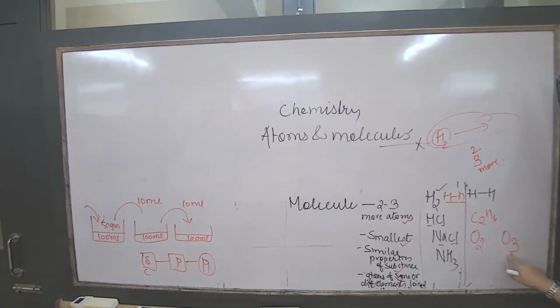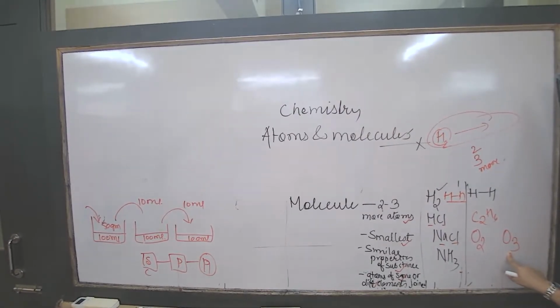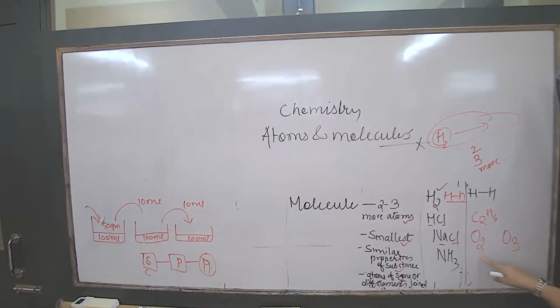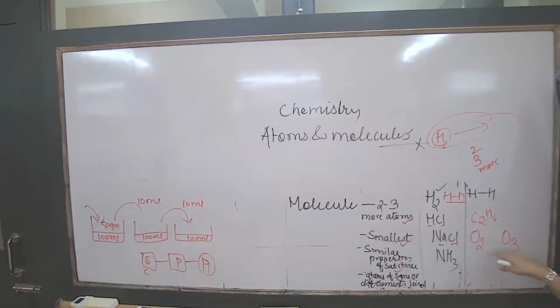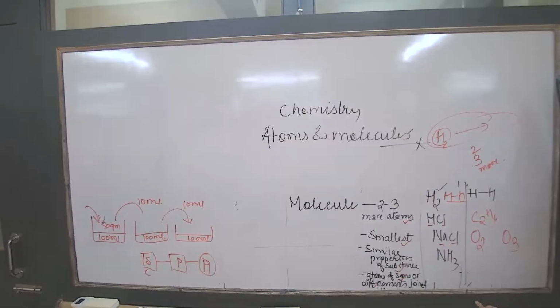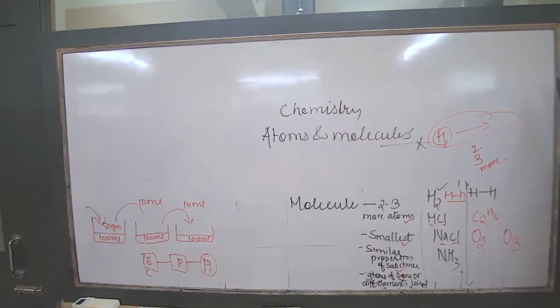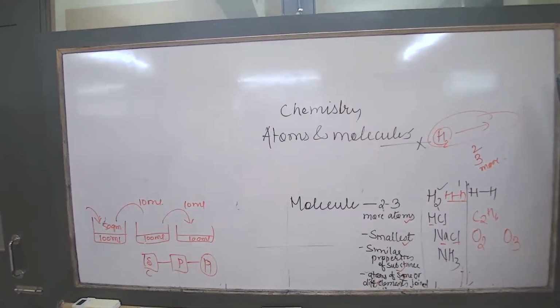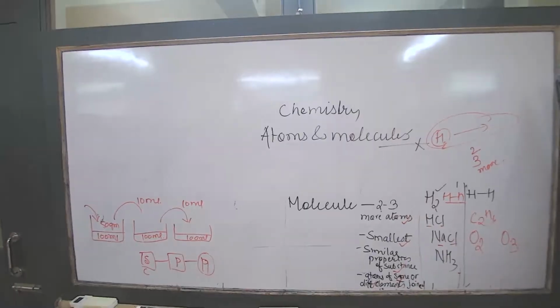Which molecule is this? What is the name? Oxygen is O2. How can this and this both be an oxygen molecule? One of them must be the oxygen molecule. Which is the oxygen molecule, this or this one? Then what is this? That's an oxide.